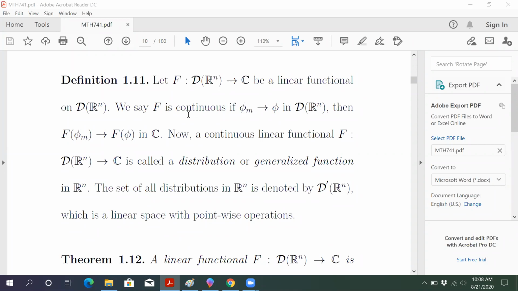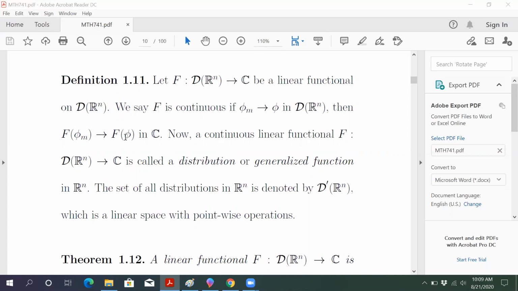Listen very carefully. We say that F is continuous if phi m converges to phi in DRN, with the topology of DRN that we explained just now. Then F of phi m, as a sequence of complex numbers, since the values of F are complex numbers, converges to F of phi, which is a complex number. So simply, you have a linear functional on DRN. You say that this linear functional is continuous if, for any sequence phi m in DRN which converges to phi, F of phi m as a sequence of complex numbers converges to F of phi.